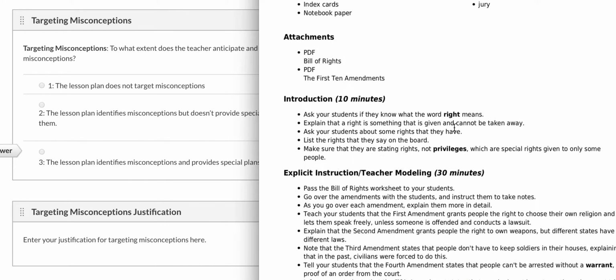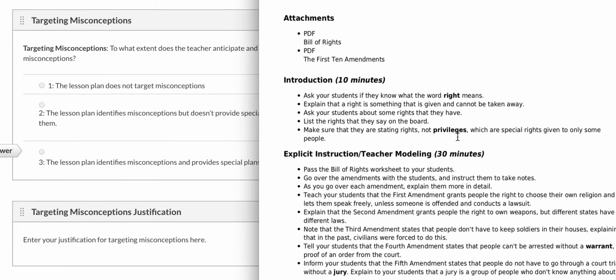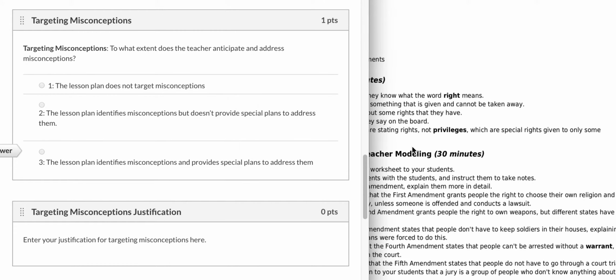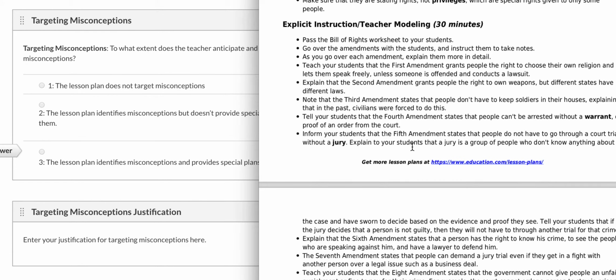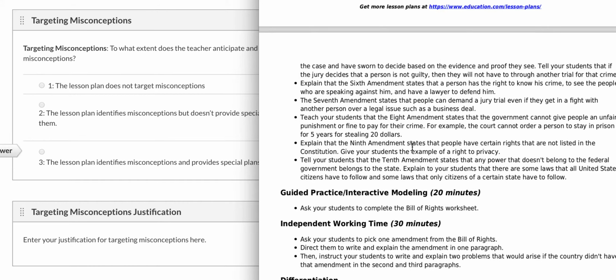Targeting misconceptions, the big one here is the whole idea of trying to differentiate between rights and privileges. And she does a good job of that. So not a lot going on there. If you didn't count that, I'm not sure why. I guess there are some other things that you could do in here as well, but I think that's the biggest one.